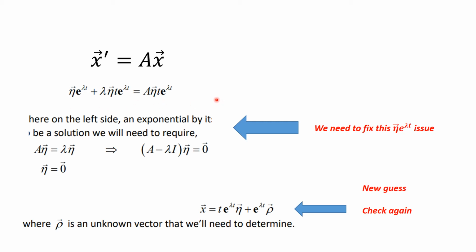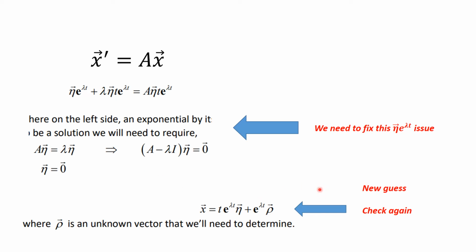Now we can move everything to the right hand side and set it equal to the 0 vector. But what that means is that A minus lambda I of the eigenvector equals 0. We knew that. But also, since the exponential can't be 0, that means that this has to be 0, but that can't be an eigenvector. So this is not a correct guess. We need to fix this, and the thing getting in the way is the eta e to the lambda t term. So we need to fix that.